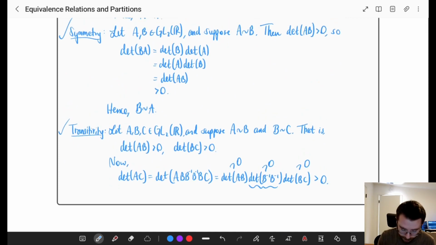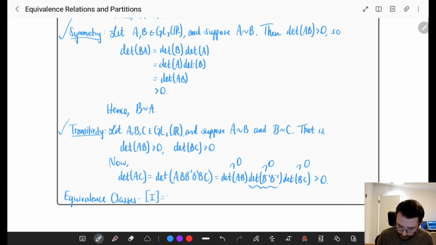What are the equivalence classes? Typically, the best way to come up with these is to just start with an element of your set and see what it's equivalent to. So what's a nice matrix I could start with? Well, I could start with the 0 matrix, but that's not invertible. So what's a good invertible matrix I could start with? Maybe the identity matrix. The identity matrix is invertible. So the equivalence class of the identity matrix, here capital I means the identity matrix with 1s on the diagonal and 0s off it.